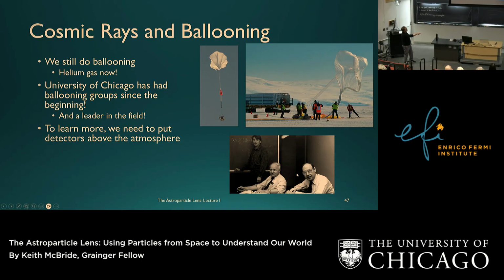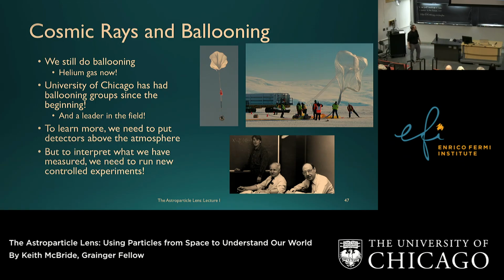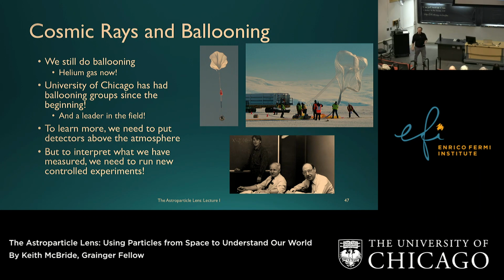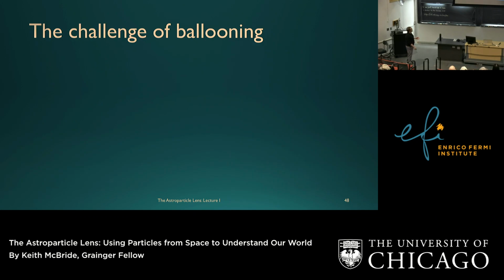And Peter and Dietrich actually put one of the first cosmic ray detectors in space as well. So we need to put these detectors in space to understand cosmic rays. So we put them on balloons, but we also need the experiments running controlled on the ground to understand the particle physics aspect, right? And that's what a lot of other people do at the University of Chicago that I don't have time to continue to talk about.